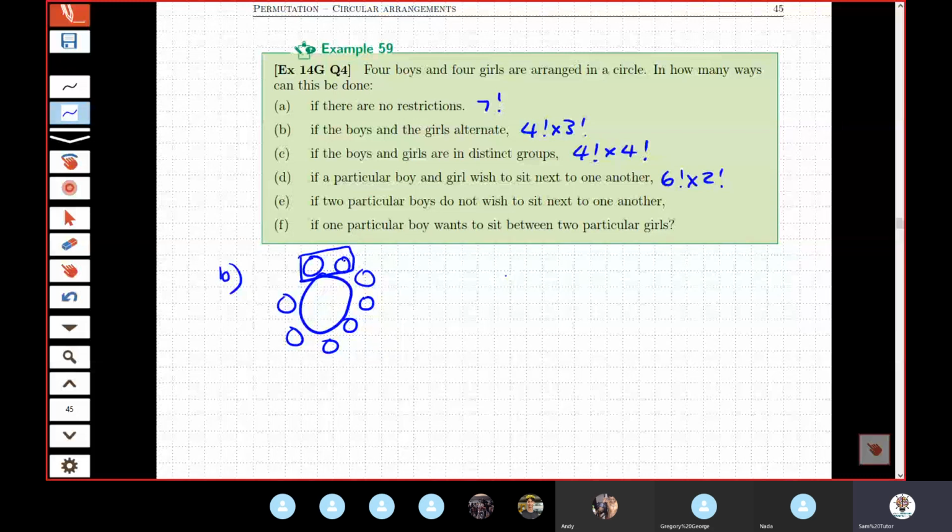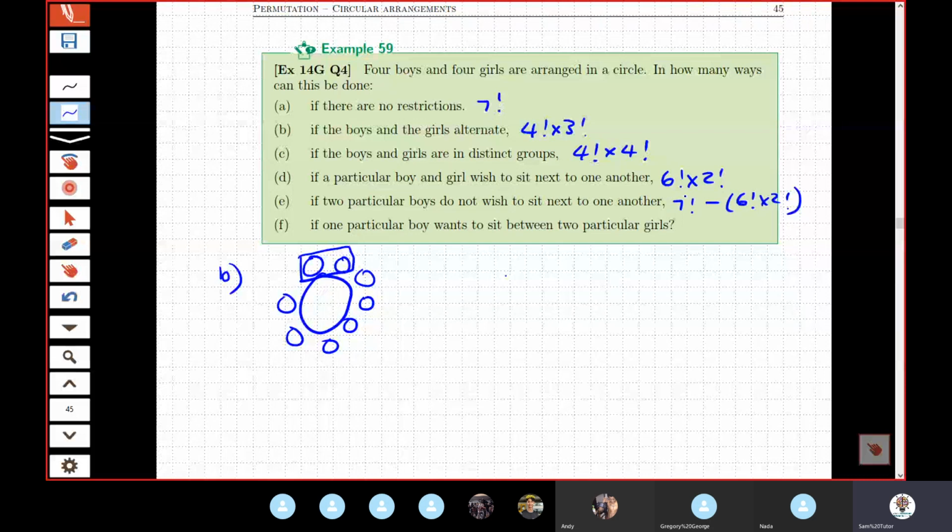Total minus... one minus is for probability. The total is 7 factorial minus 7 factorial minus 6 factorial times 2 factorial. So you'll do it as if they were to sit next to each other and then subtract.